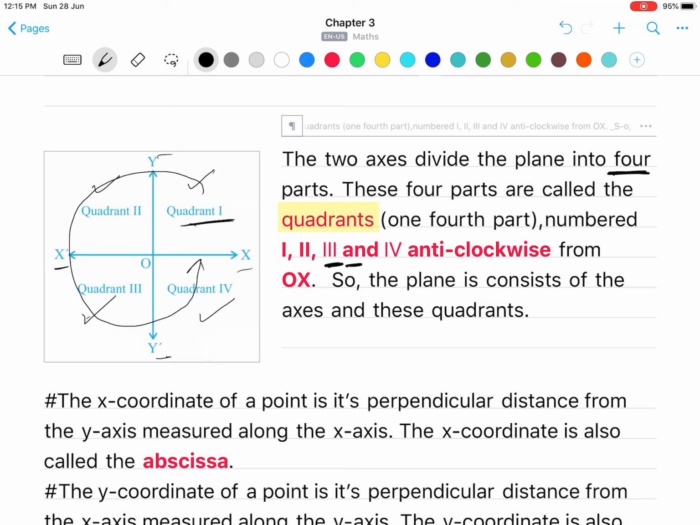Like you know the clock, the needle of the clock moves in this direction, while we count the quadrants in the anti-clockwise direction: quadrant 1, quadrant 2, quadrant 3 and quadrant 4. The two axes divide the plane into four regions, each region is known as a quadrant, and you have to remember that we number them in the anti-clockwise direction. So the plane consists of two axes and four quadrants.